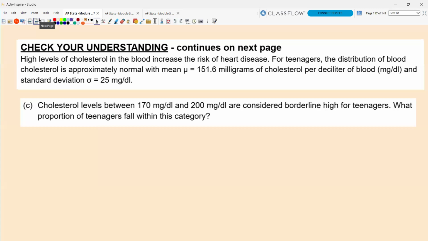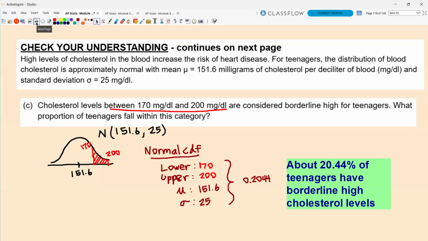Part C, cholesterol levels between 170 and 200 milligrams per deciliter are considered borderline high for teenagers. What proportion of teenagers fall within this category? Now we have two defined boundaries, so there's no infinity. We'll actually put our lower and upper bound in there as is, and you get about 20%, 20.44%.